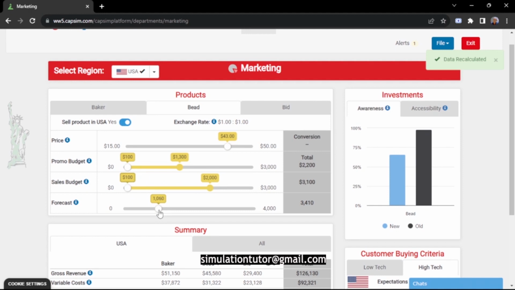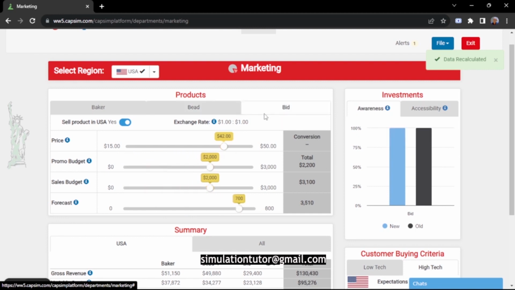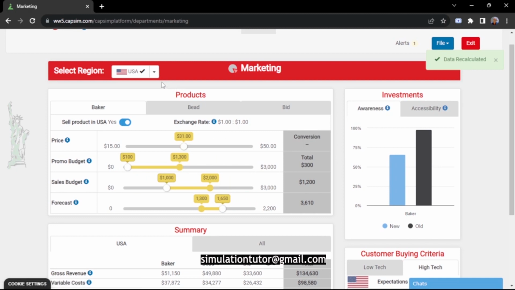Then in terms of forecast, I'll add 100 units, so it will be 1160 for that. Then for my bid product in the USA, I'll also reduce my promo budget to 100, my sales budget to 100, and my forecast I'll top out to the maximum, which is 800. So that's it for my products in the United States.